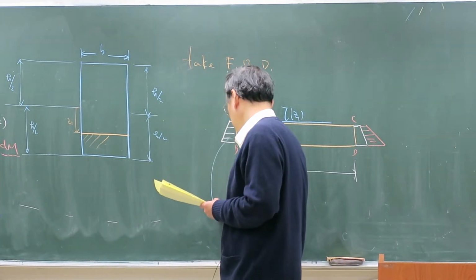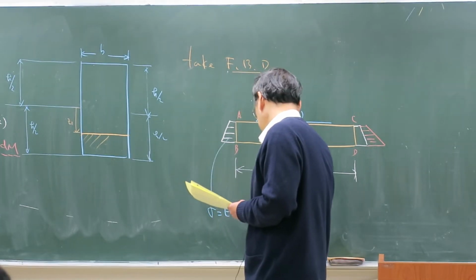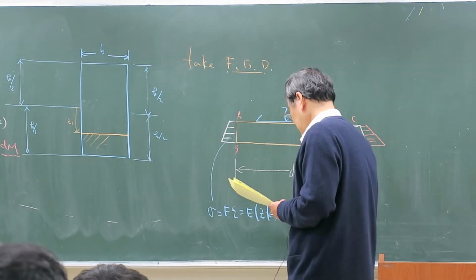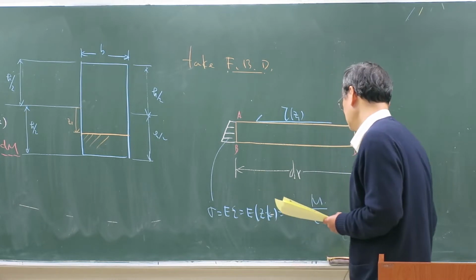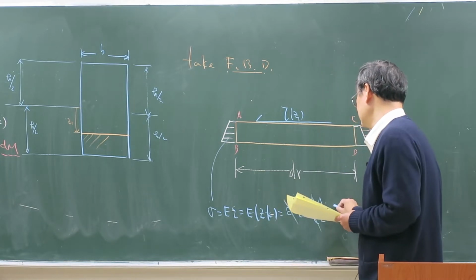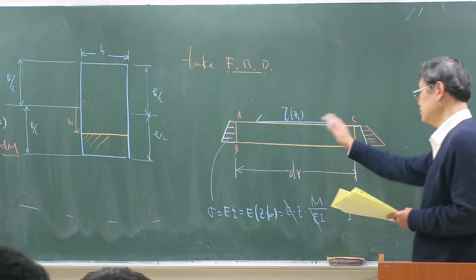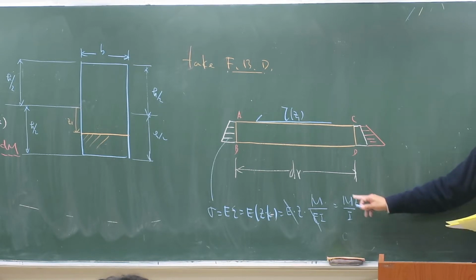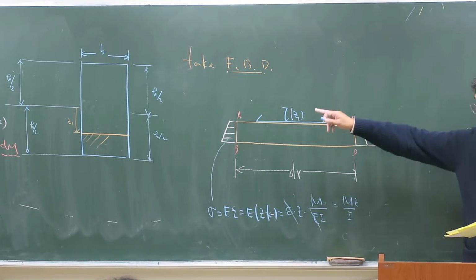is equal to E epsilon, equal to E z curvature, and curvature is M over EI, so the stress is M z over I. This is the stress function at any point at z coordinate. With the bending moment at that cross section and the I value, you can get the stress value at any z point.